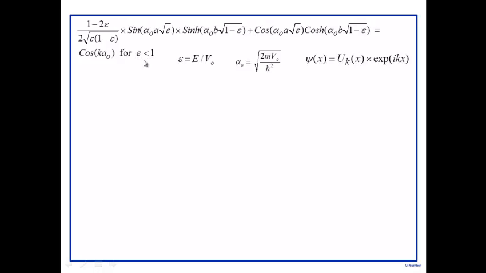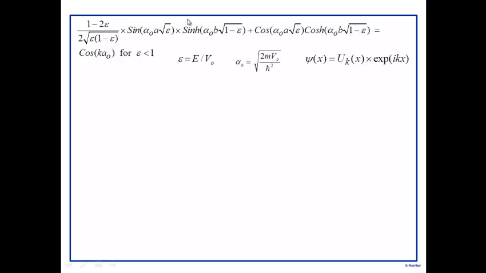Look at the terms in the equation. There is a small epsilon, which denotes the total energy E of an electron normalized by the potential well height V naught. Alpha naught is the square root of 2m V naught by h bar squared, so alpha naught is a constant. V naught is given to us. And then we have energy E, and along with that we have k, the wave vector.